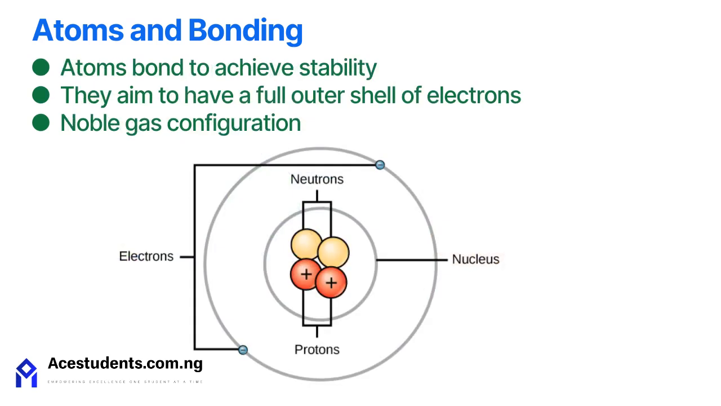Atoms bond to become stable. They do this by achieving a full outer shell of electrons, similar to the noble gases. In answering exam questions, always mention stability and noble gas configuration when explaining why bonding occurs.